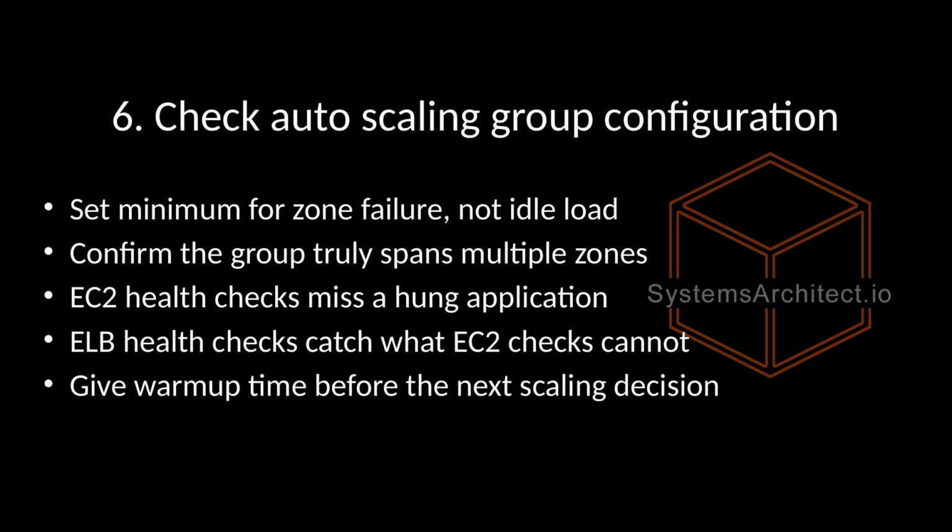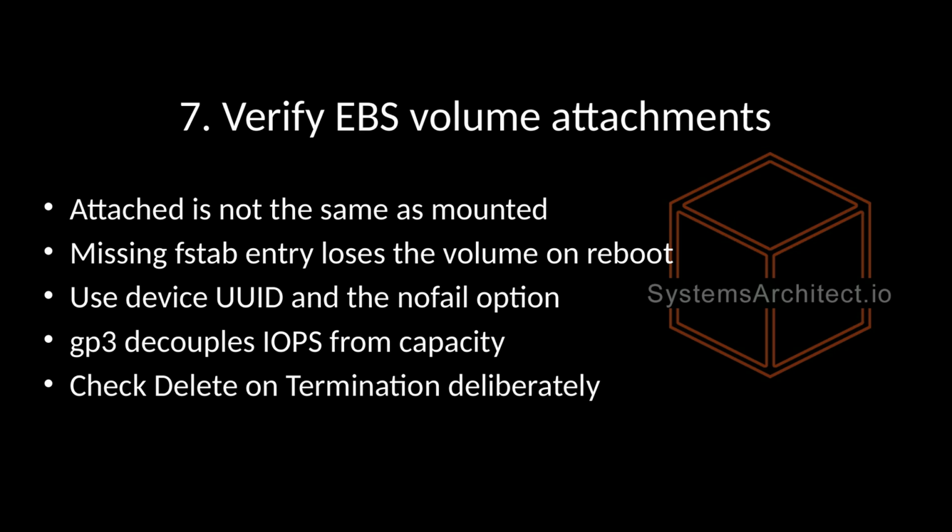7. Verify EBS volume attachments. Attached is not the same as mounted. The failure people hit is a volume missing from the fstab file, so it vanishes on the next reboot. Use the device UUID rather than the device name, and add the nofail option. GP3 lets you provision IOPS and throughput independently of capacity.